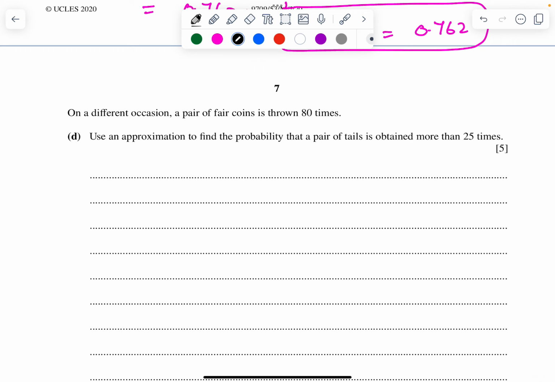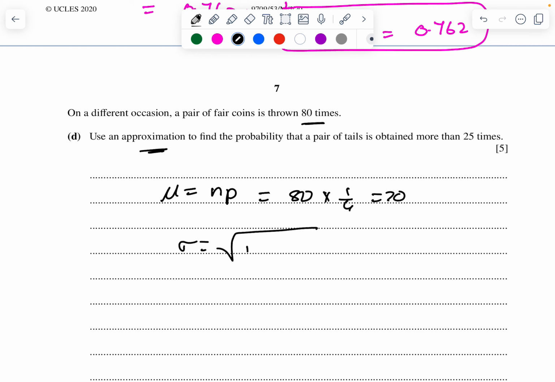On a different occasion, a pair of fair coins is thrown 80 times. Use approximation. So we are using approximation. Whenever approximation is there, mean equals np, which is 80 times 1 upon 4, which is 20. Standard deviation equals the square root of npq, which is 80 times 1 upon 4 times 3 upon 4, which is 15.